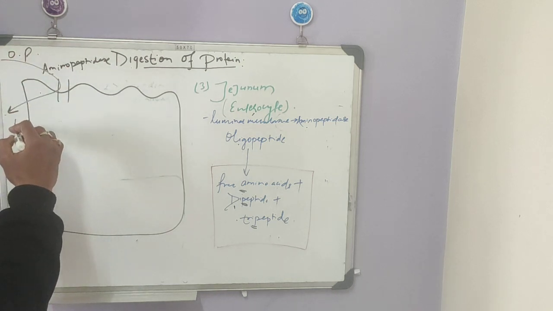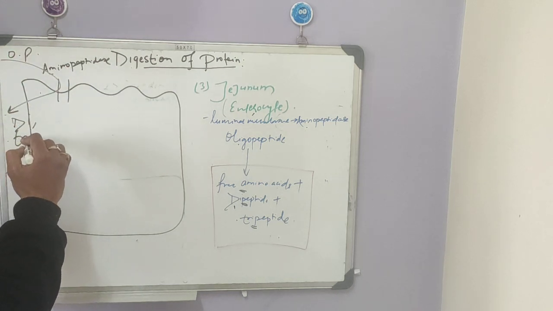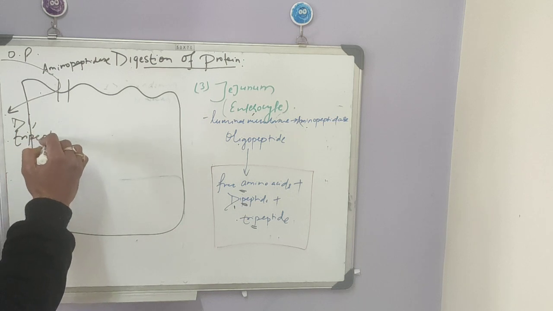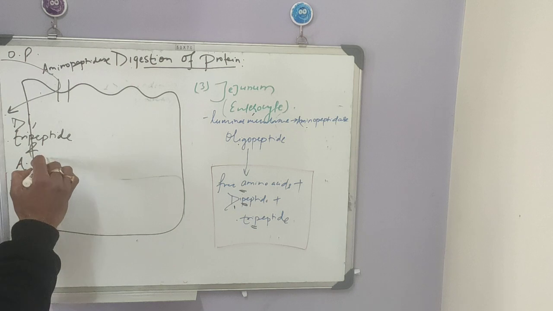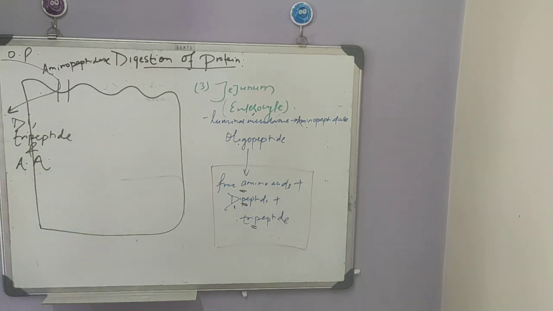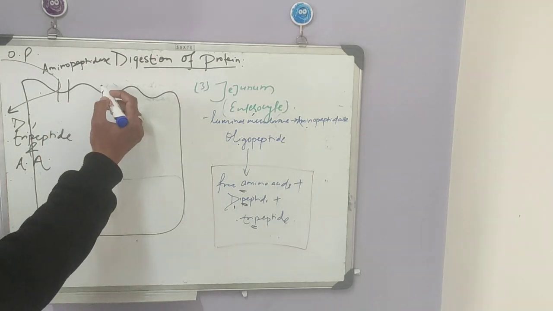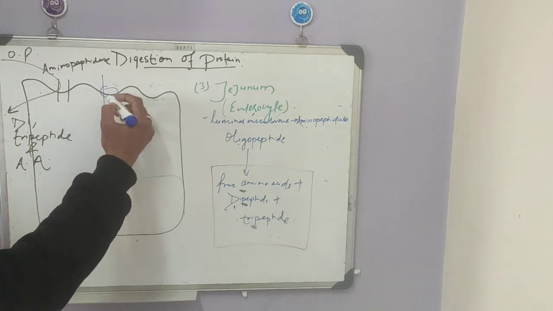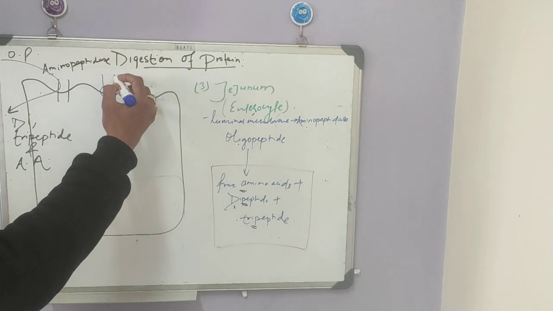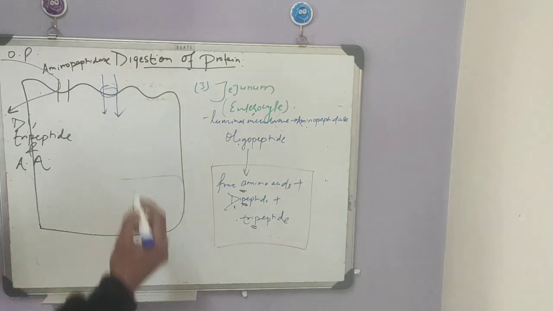oligopeptide to tripeptide and amino acid. Now these are absorbed into the enterocyte. So amino acid gets absorbed with the help of a sodium dependent pump.